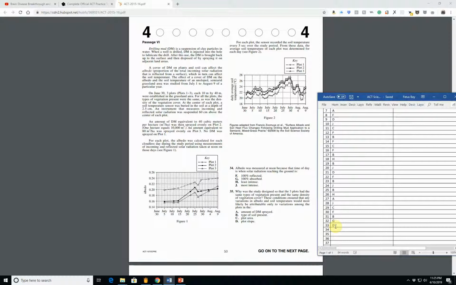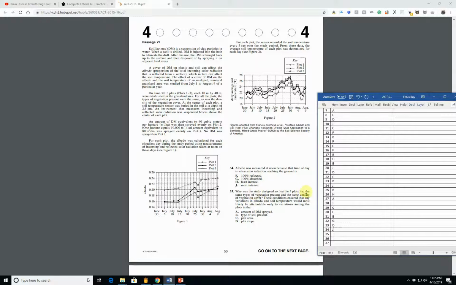Okay, 34 is J. And, alright, taken at noon. Yeah, it can't be 100% absorbed, can't be 100% reflected, and it would be the most intense. At noon the sun is right above you, so that would be direct, so okay, most intense.